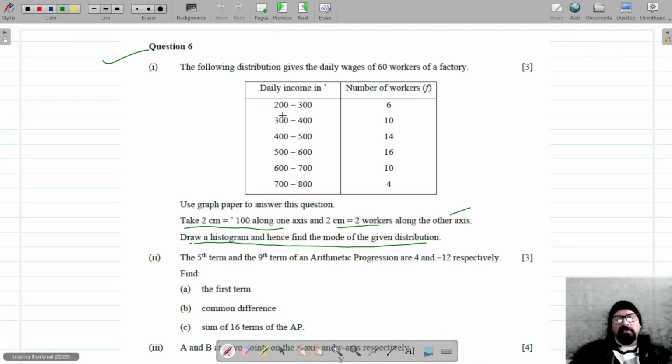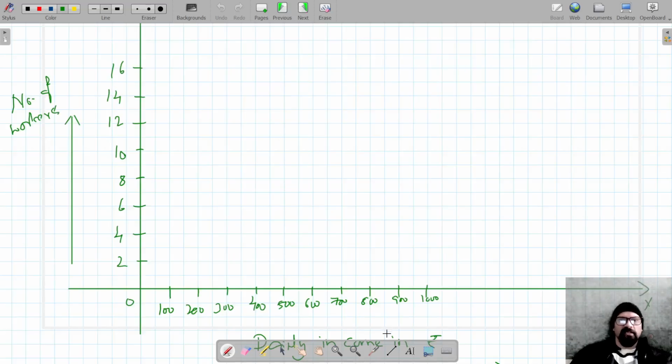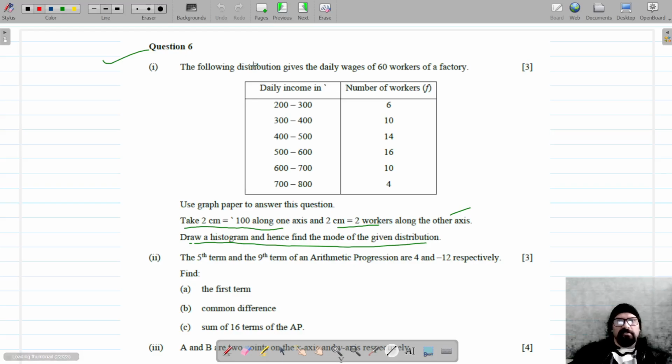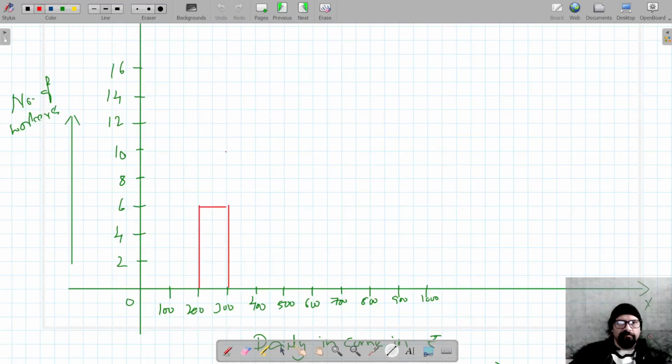Okay, now the first class interval is 200 to 300. So let's draw a rectangle for 200 to 300 and take it to the frequency 6. Okay. And the next is 10. Then 14.